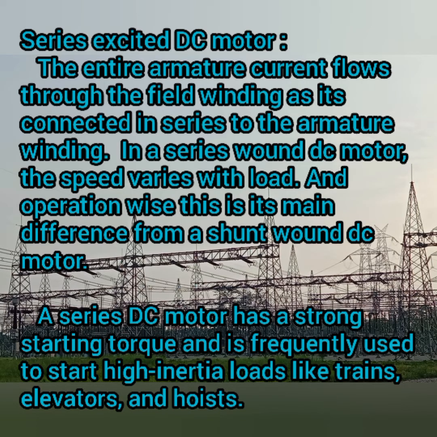Next, coming up to the series excited or series wound DC motor. In here, the entire armature current flows through a field winding as it is connected in a series to the armature winding. So which means it is connected in a series condition. In series wound DC motor, the speed varies with the load, and operation wise, this is the main difference from the shunt wound motor. A series wound motor has a strong starting torque and is frequently used for high inertia, which means high level of torquing equipments.